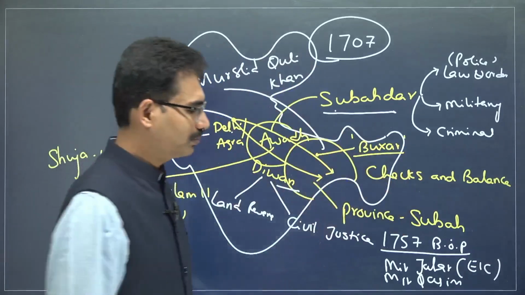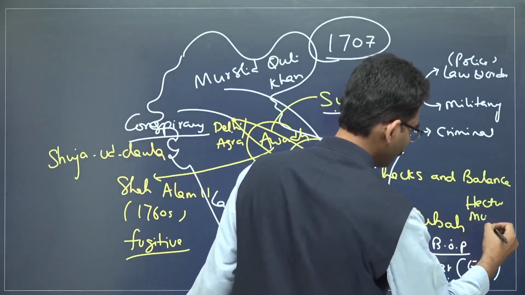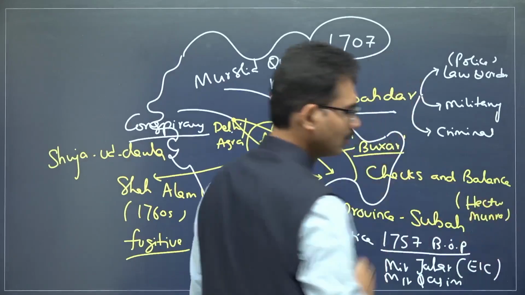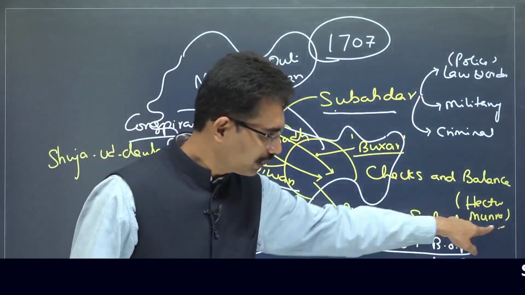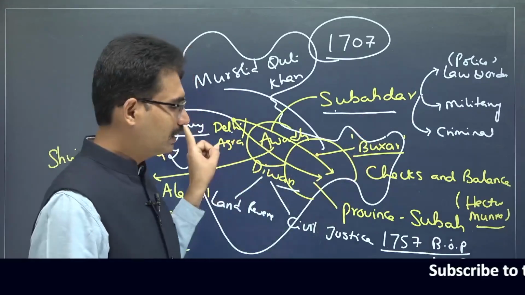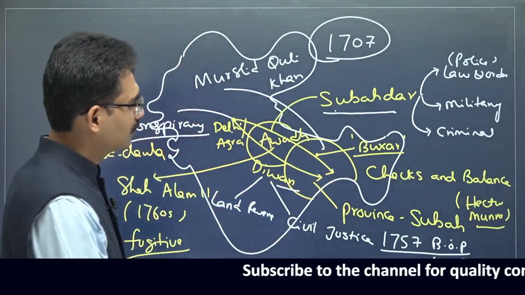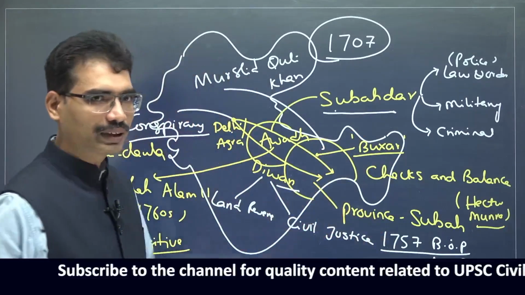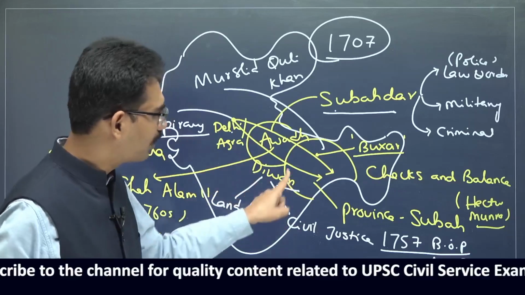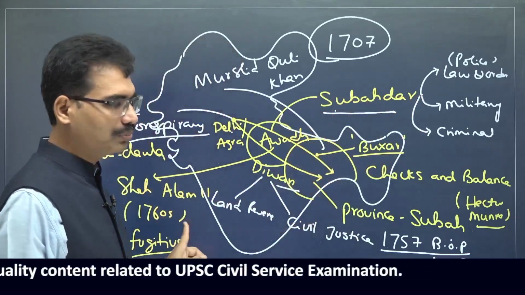Hector Munro was the military general of the East India Company. This person is also important. Hector Munro, Battle of Buxar in 1763. This alliance was defeated. Now what happened? Now the East India Company wanted to get the revenue department. What is the revenue department? Diwan and Subedar. Two things are there. Mughal Emperor Shah Alam II is there.